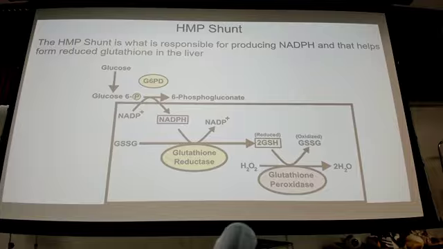So this is that hexose monophosphate pathway shunt that we talked about. Right here is the addition. What happens is that NADPH that we attain from the pathway reduces glutathione to the reduced glutathione, and the reduced glutathione is then able to scavenge free radicals and form water. The enzyme that catalyzes the reduction of glutathione is glutathione reductase, right?